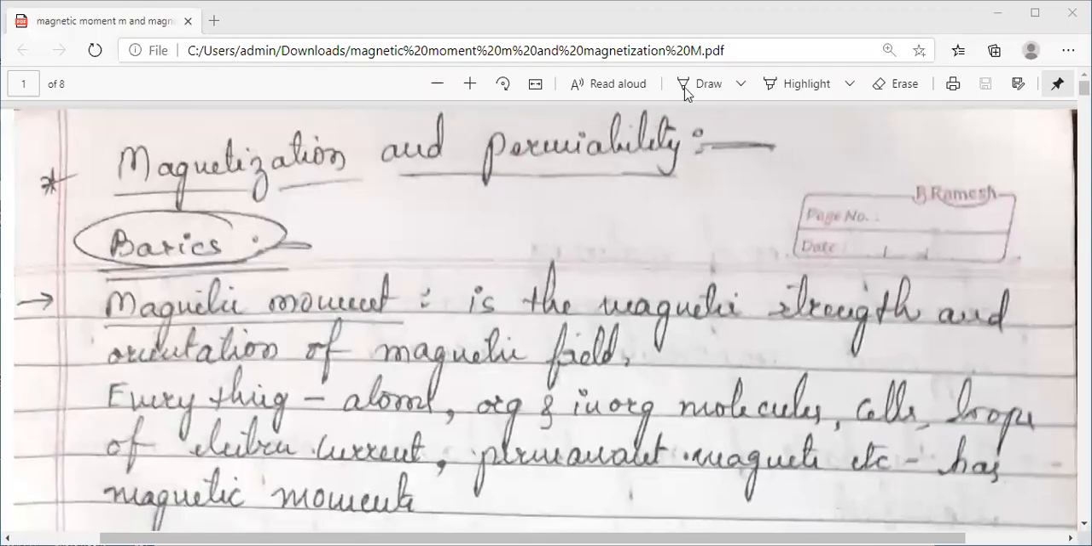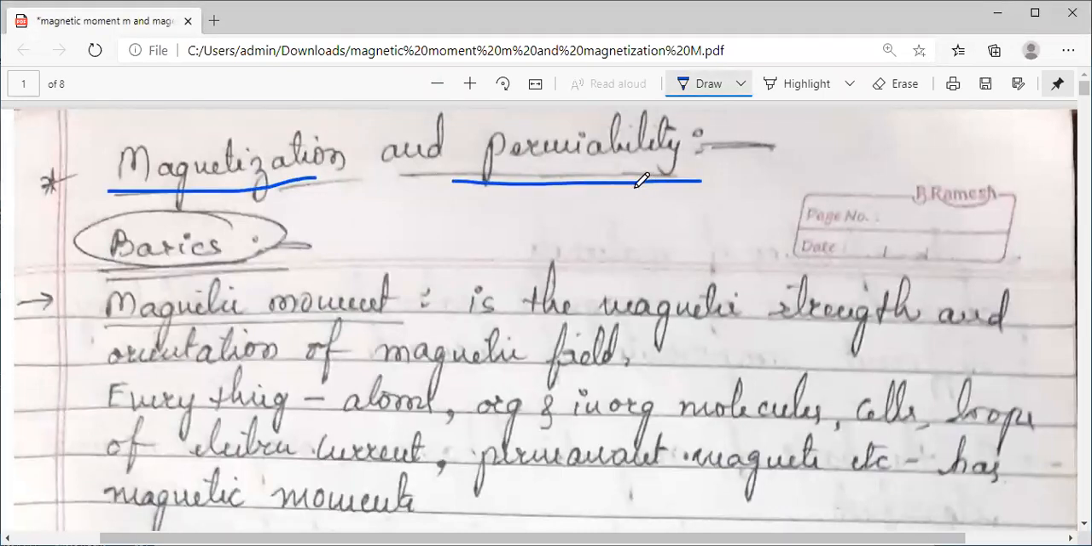In today's class, we have already started with the concept of magnetization and permeability. Let me just quickly recall a bit. In this session, we will complete some equations related to magnetization. Okay, so we know what a magnetic moment is.